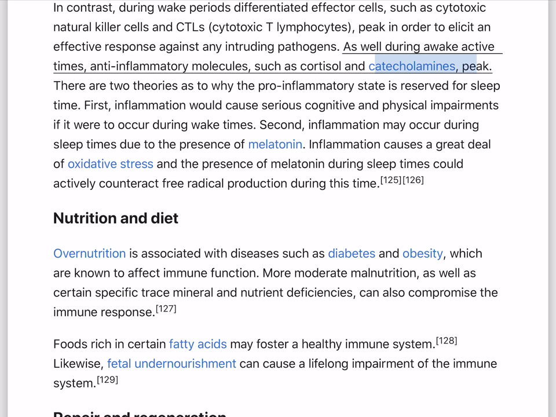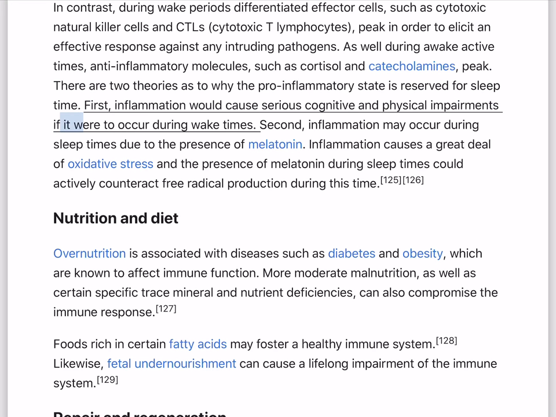There are two theories as to why the pro-inflammatory state is reserved for sleep time. First, inflammation would cause serious cognitive and physical impairments if it were to occur during wake times.